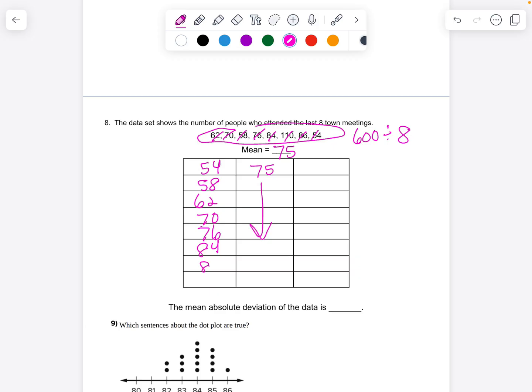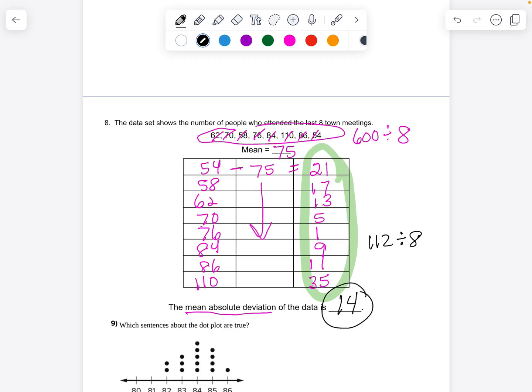After I list all my data out, I'm going to find the distance each piece of data is away from the mean by subtracting and getting the distance. If I get a negative, I drop it. So we have 21 away, 17, 13, 5, 1, 9, 11, and 35. And to find the mean absolute deviation, I'm going to, again, add all those together, divide by the total number of pieces of data. So when I add them all together, I get a sum of 112. There were 8 pieces of data, which gives me a mean absolute deviation of 14.